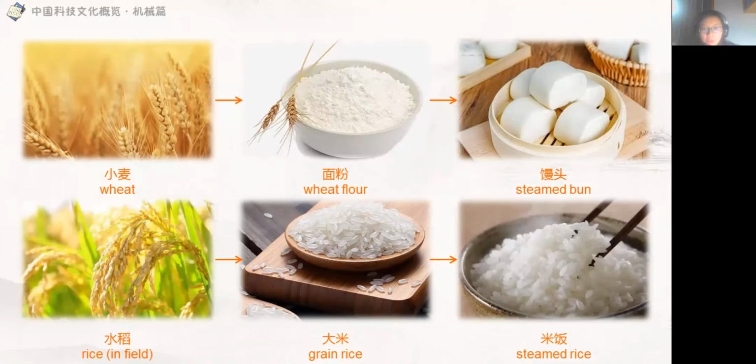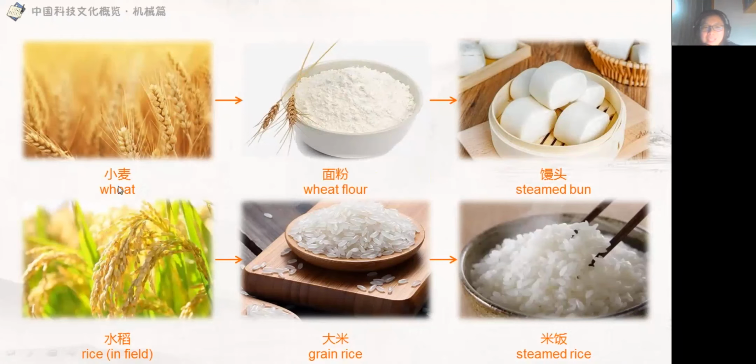Generally speaking, as main food, northern people prefer wheat, while southern people prefer rice. So, here are the images, pictures of wheat and rice. 但是这只是大概的一个分法啊 generally, but also we need to see the specific areas.